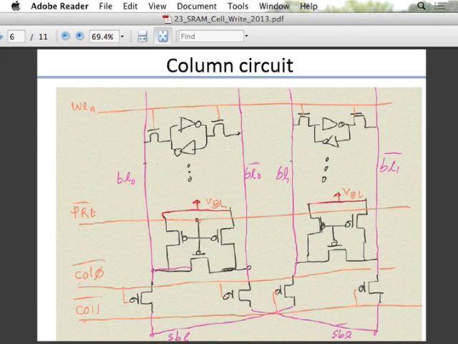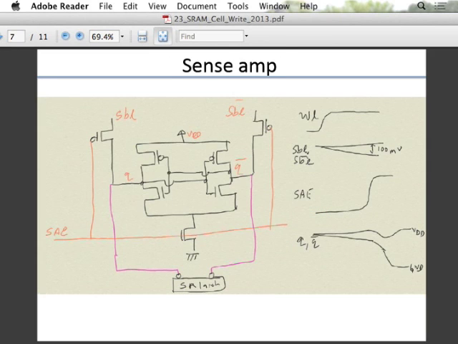See, this whole thing up in the top is the memory array. These are the column circuits. This is the pre-charge circuit. This is the column mux, and below here is the sense amp, which I am showing in the next page. So you have one sense amp per bit you are reading. Okay.